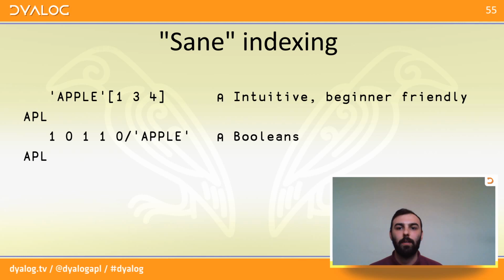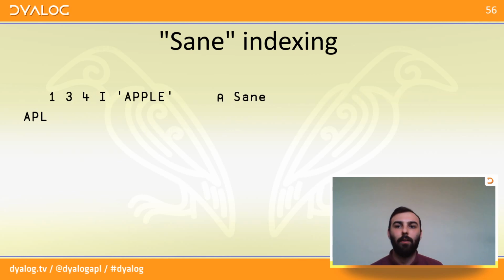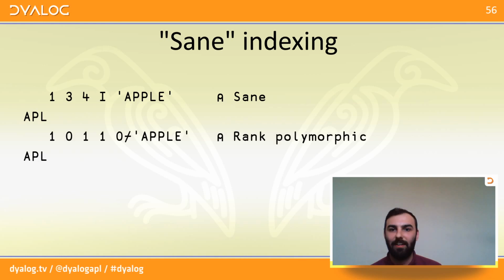So sane indexing is sane, I guess, and also rank polymorphic, which is a fancy way of saying it works for arrays of any rank. So this is vectors or matrices.